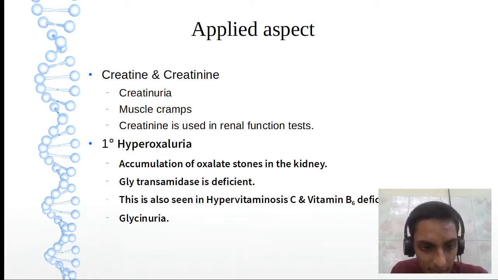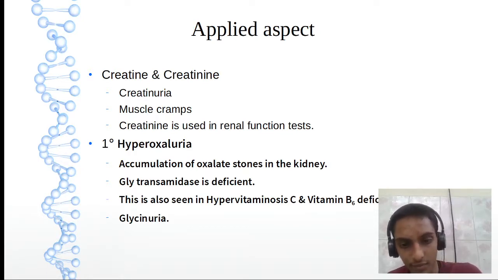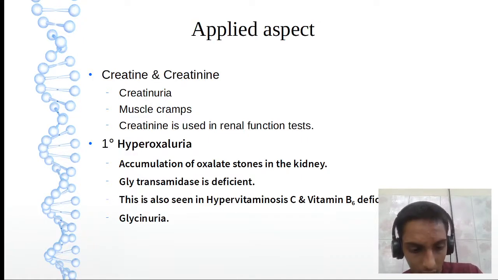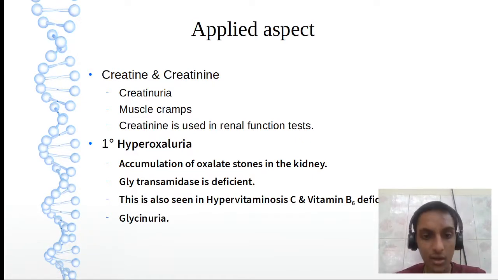And lastly, primary hyperoxaluria, that is oxalate stones in the kidney. Okay, so how we are getting this oxalate is, as I already told, glycine reversibly on transamination, alanine to pyruvate and oxygen to hydrogen peroxide, we will get glyoxylate. On decarboxylation, we'll get formate that enters one carbon pool, and on deoxygenation, we are getting oxalate. Okay, and enzyme deficient is glycine transamidase.